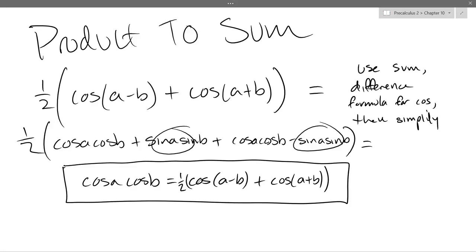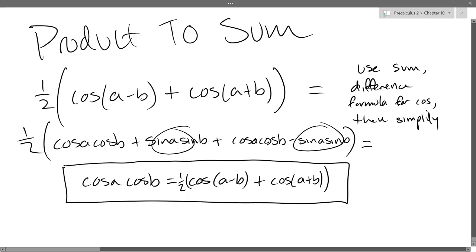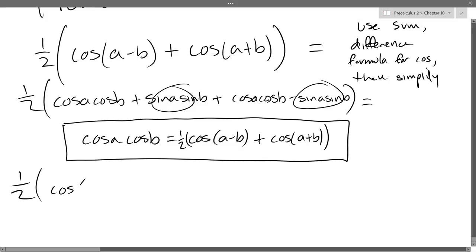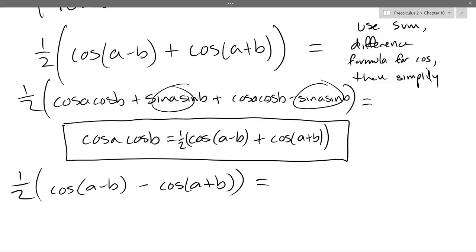And we'll do the same thing, but instead of adding these together, we're going to do it with a minus in the middle. So the algebra will be almost exactly the same. So this is cos A minus B minus cos A plus B. I'll give you a 10-second head start, see if you can expand and then simplify.